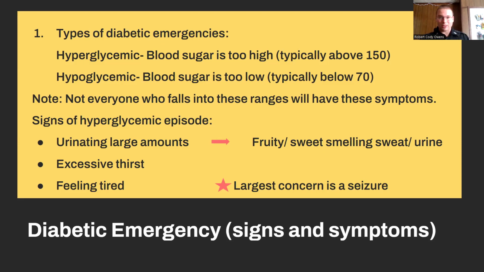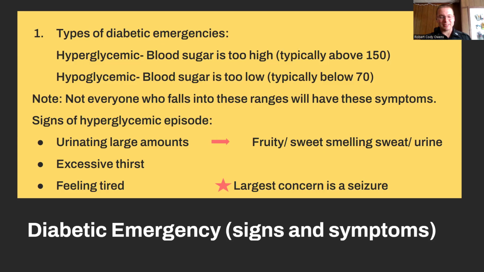Like I said, they urinate large amounts, they're sweating a lot, they smell fruity, and they're excessively thirsty. So if you see someone who's a known diabetic, or someone that just seems like, man, I'm thirsty, I just can't kick it, and they don't seem to have exercised or done anything else or consumed any drugs to make them extra thirsty, they might be having a hyperglycemic event.